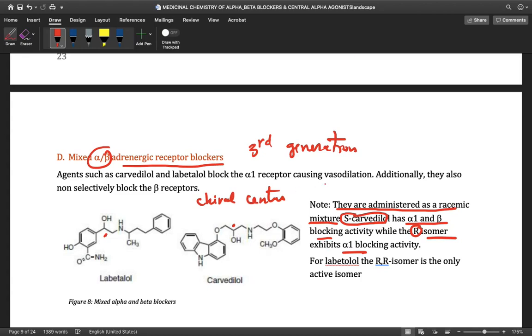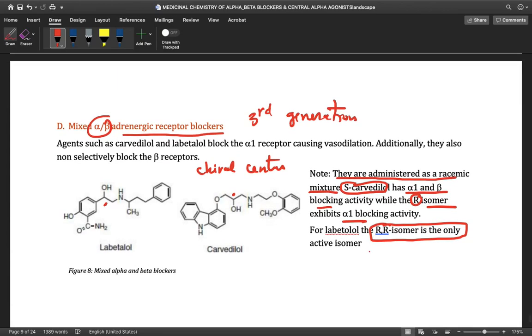Now when it comes to labetalol, only the RR isomer is active. Let me say that again because this is important. When it comes to labetalol, only the RR isomer is active.